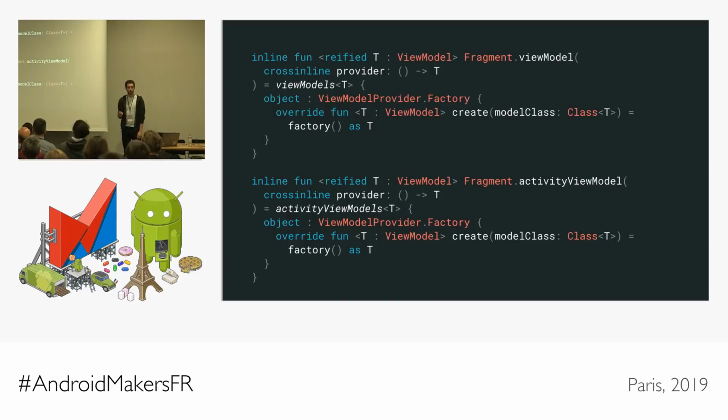We can easily replicate the extensions to fragments. So we can have a version where you can ask for a fragment scoped view model, and the other version where you can ask for an activity scoped view model. And that's how you get the scopes for free.